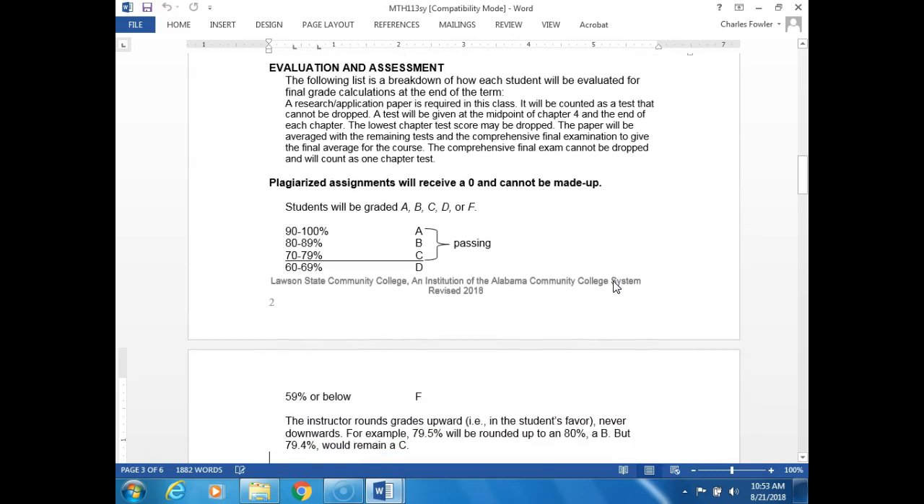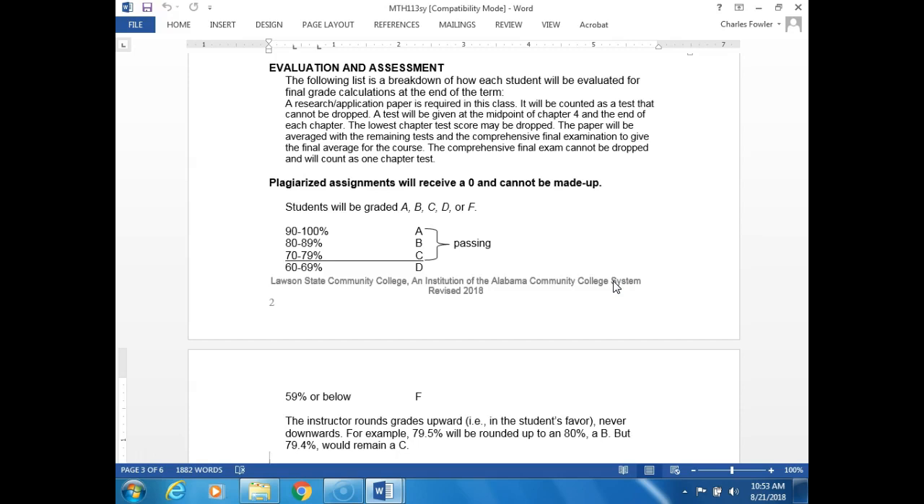Here, I think the first sentence is a wasted sentence, but they say we're not supposed to change it. Research paper is required for the class. Now notice it said required, not optional, not droppable, it's required. It will be counted as a test score that cannot be dropped. Okay? Research paper is required. We'll talk about that a little bit later.